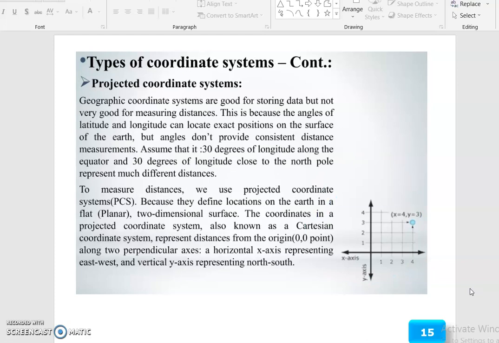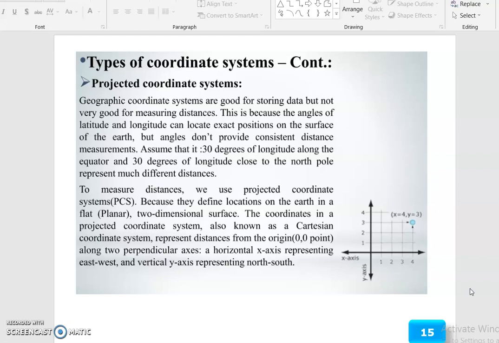So the types of coordinate system: the projected coordinate system. Geographic coordinate systems are good for storing data but not very good for measuring distance. This is because the angles of longitude and latitude locate the exact position on the surface of the earth, but angles do not provide constant distance measurement.